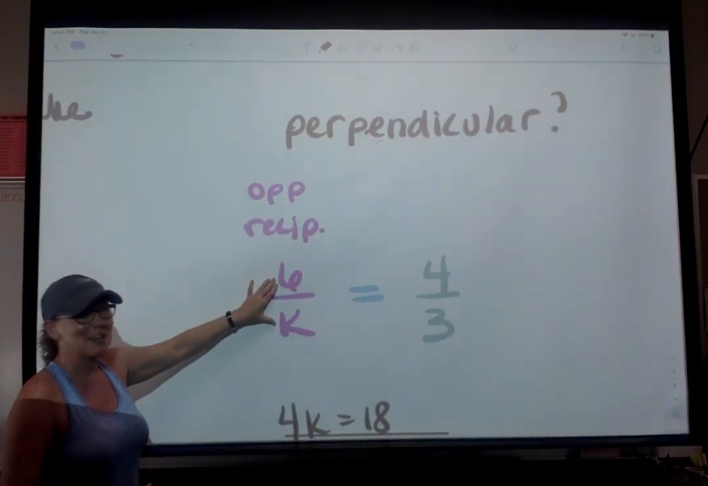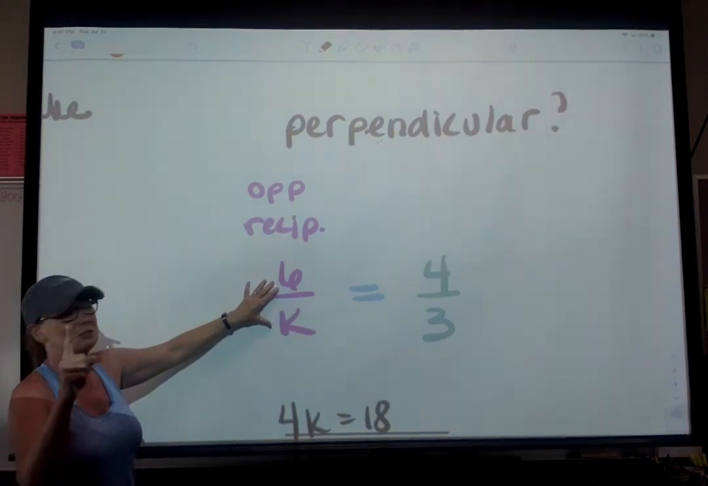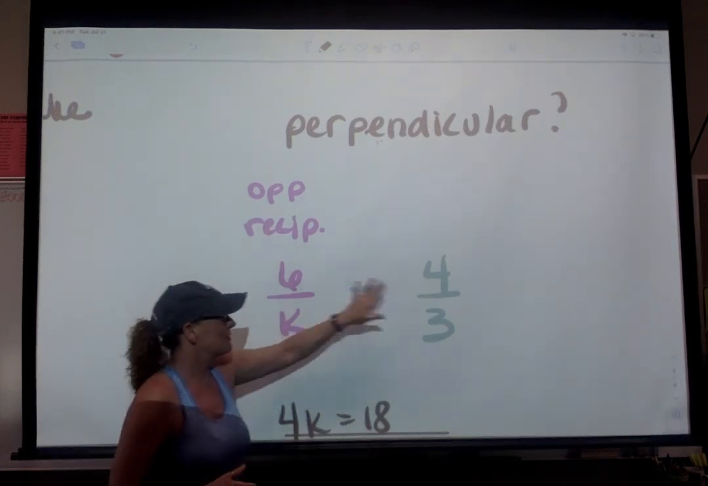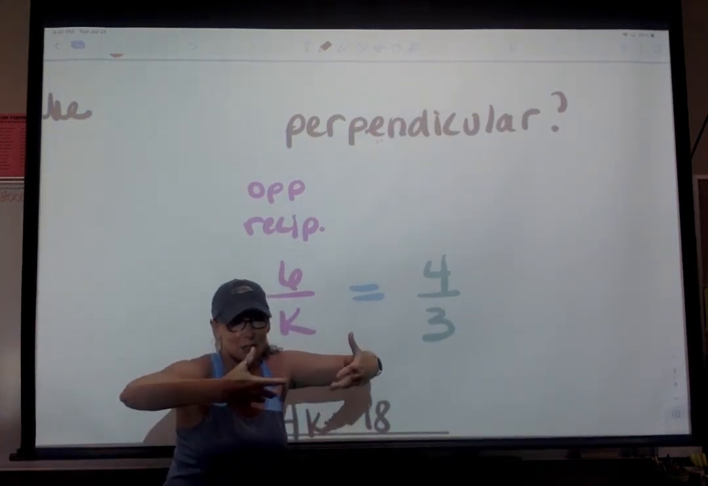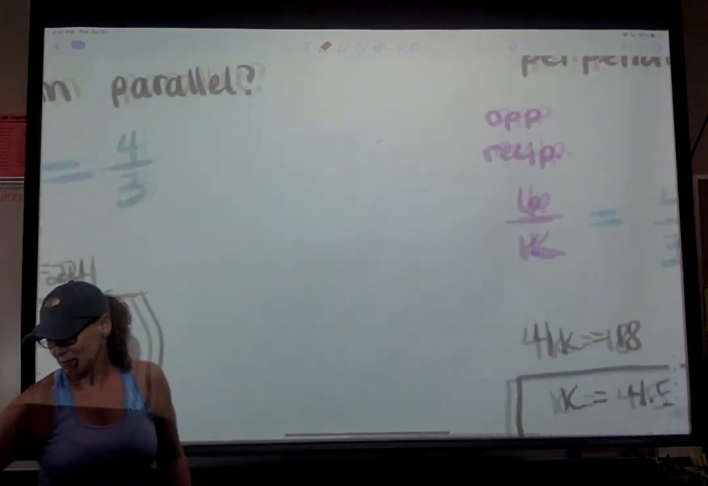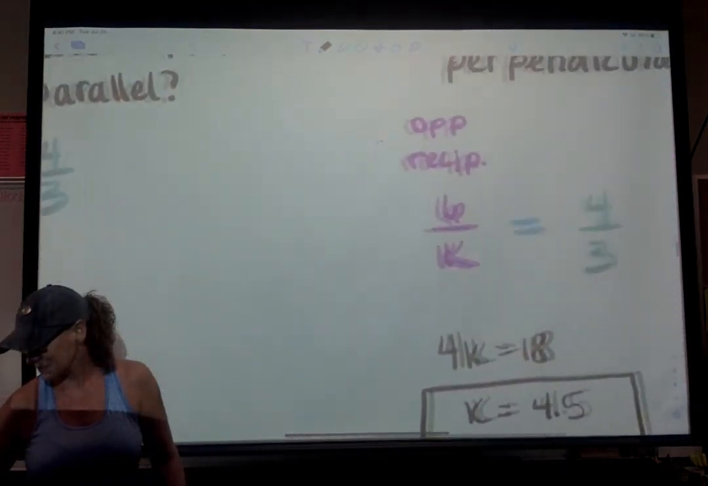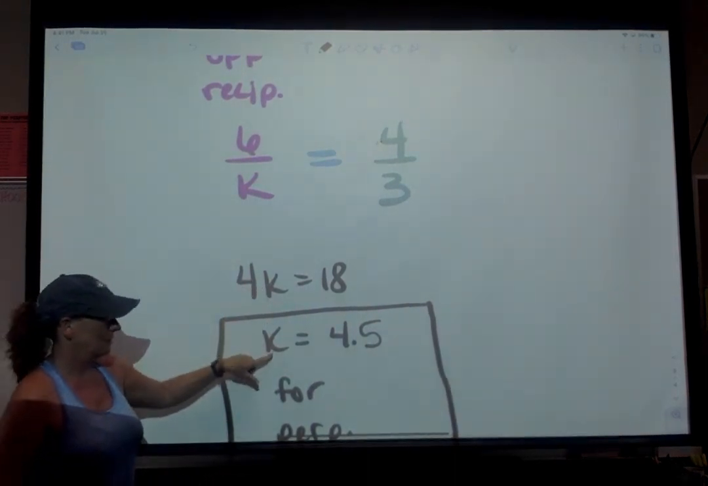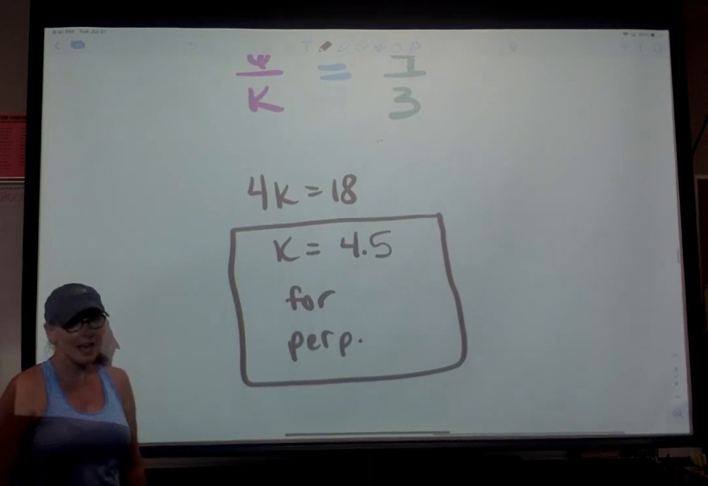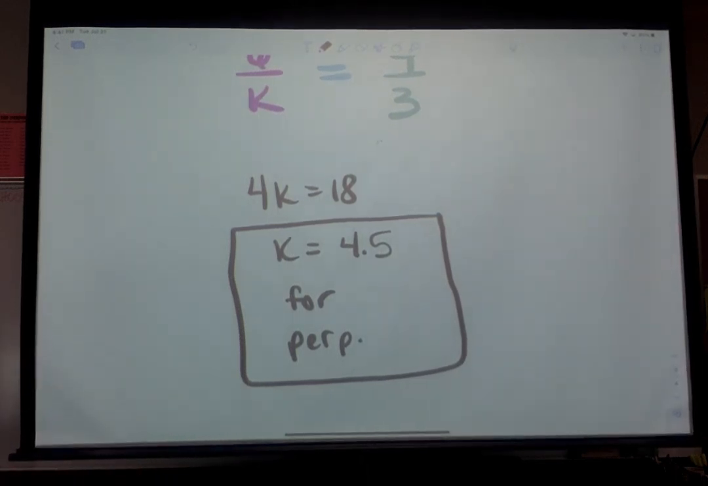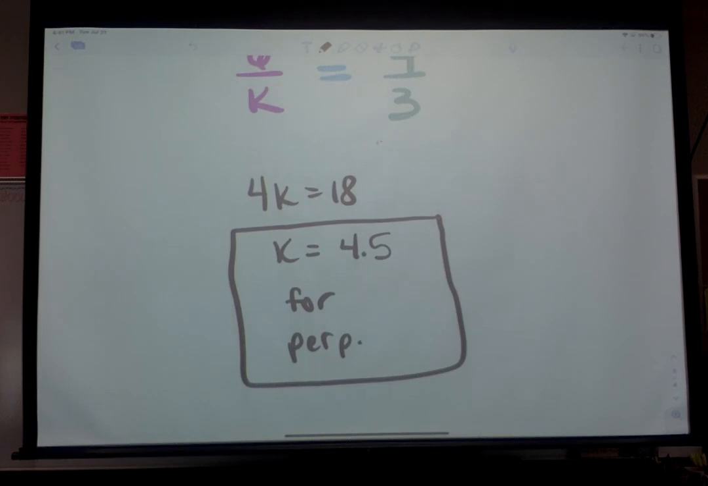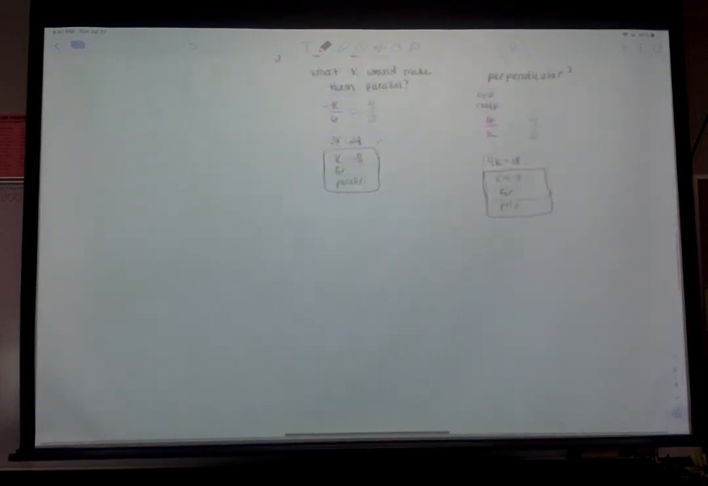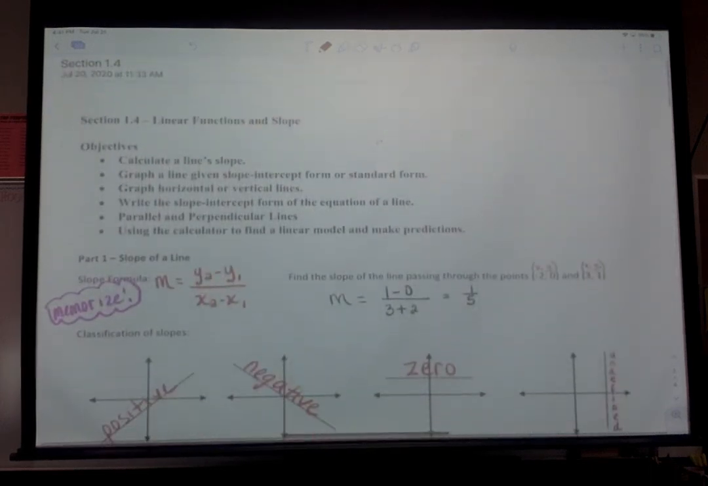Now, be careful. Somebody silly would do it to both of them. If you made both of them opposites and turned both of them upside down, you know what you're going to get? Same thing you got over here. Okay, don't do that. Just one of them, opposite reciprocal, cross multiply. There's your answer for K to make the lines perpendicular. And that's it for section 1-4.